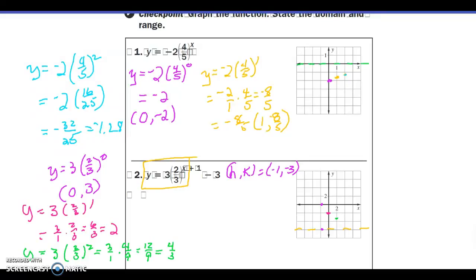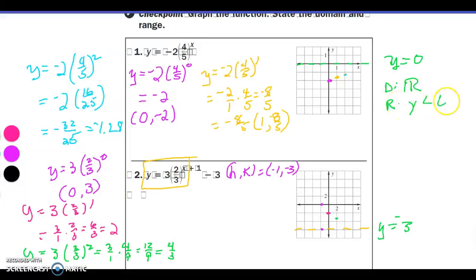I have my asymptotes sketched. We're going to notate that the equation of this asymptote is y equals 0. That's our horizontal axis. This is y equals -3. The domain here is all real numbers, and the range here is y is less than 0. The domain down here is all real numbers, and the range is y is greater than 0.